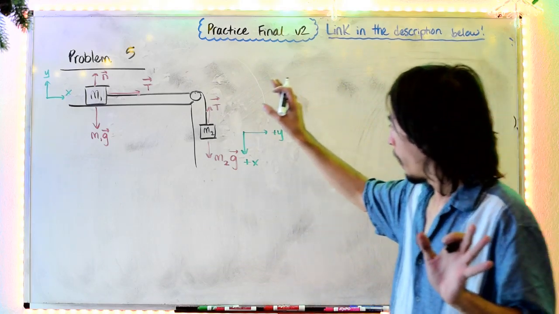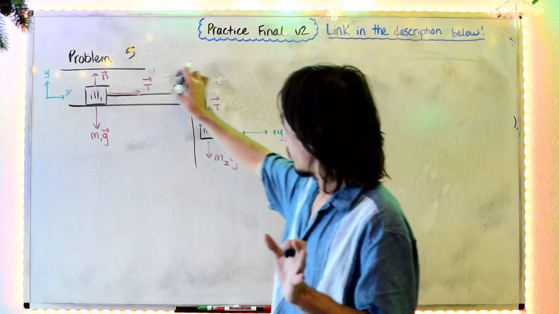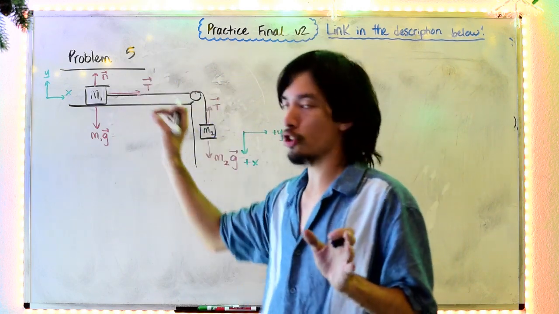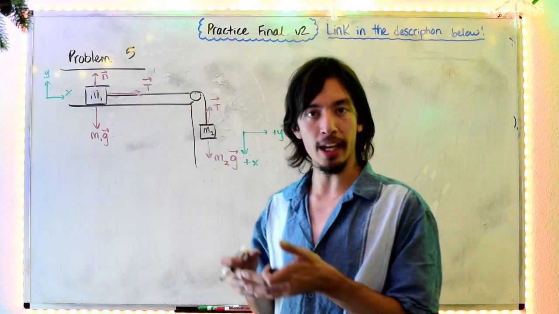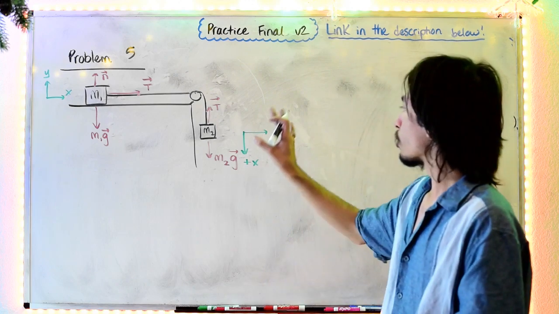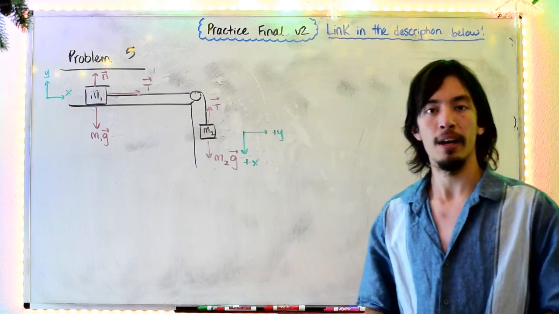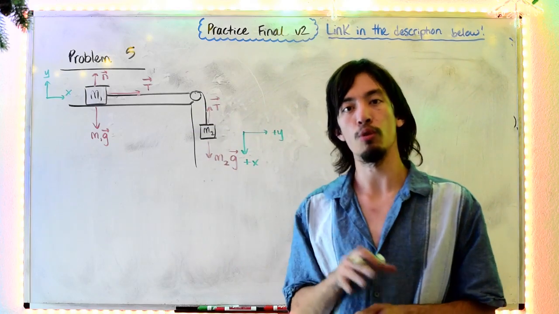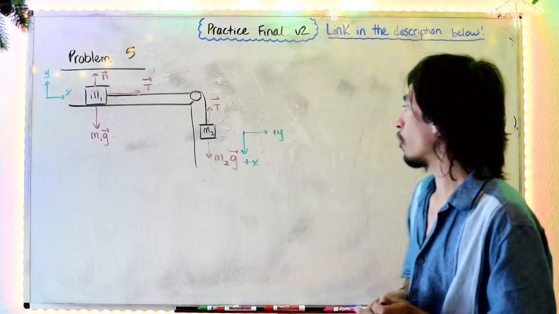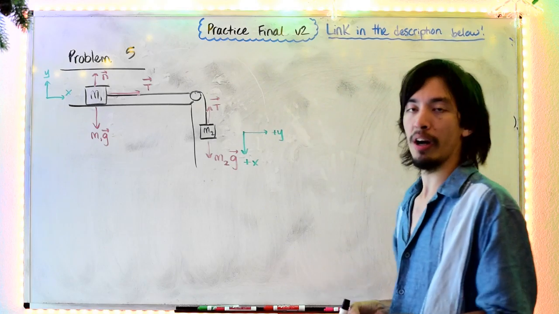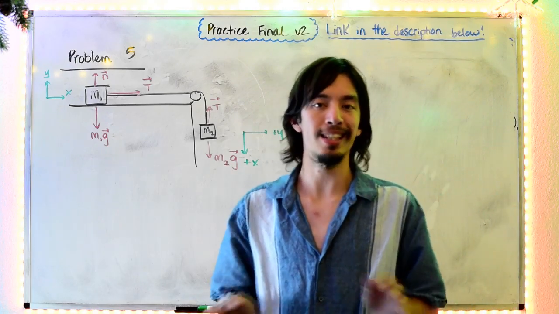Now, the length of this string is not ever going to change, and that's the reason why they have to do everything together. So their accelerations will be the same. Their speeds will be the same. The distances they move will also be the same. So if I ask you for the acceleration of 1 or the acceleration of 2, they're the same.